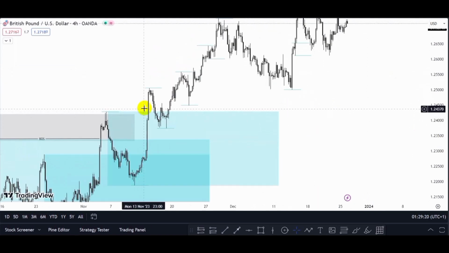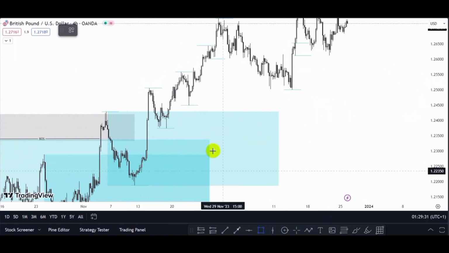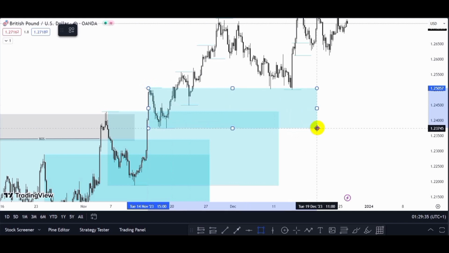And then we can see price push to the upside, return to the downside, give us another selling move before a buying move that took out this buy side liquidity. This becomes our new IOF zone, the high to the low.